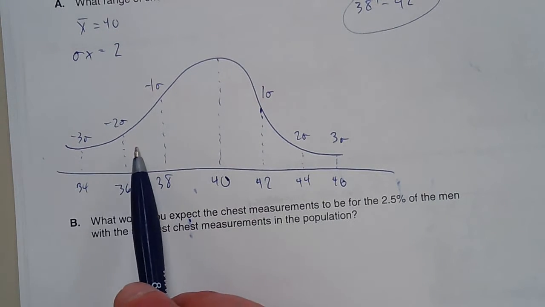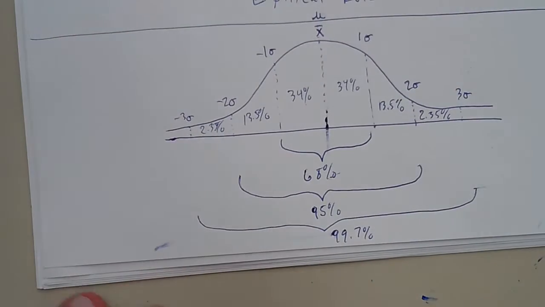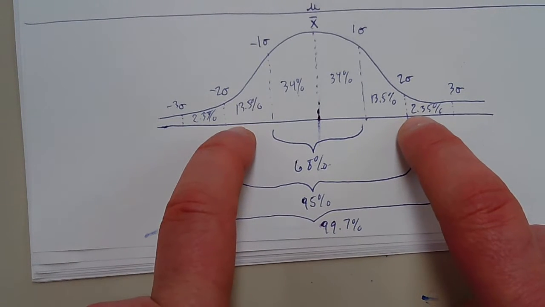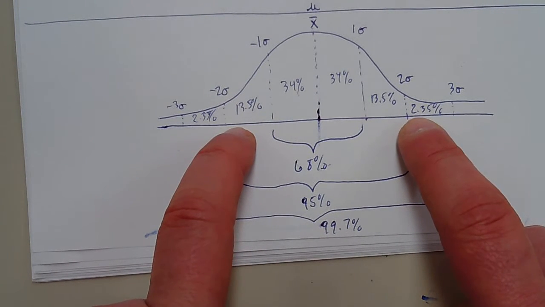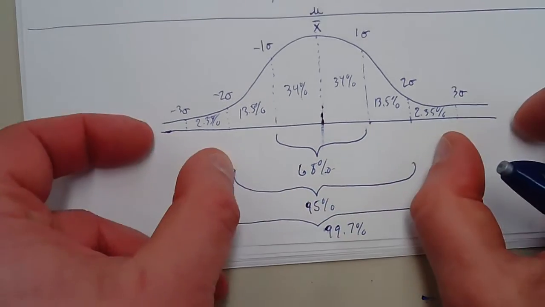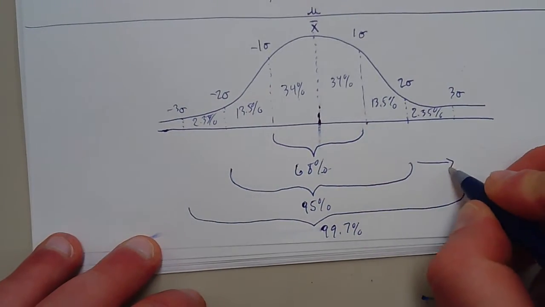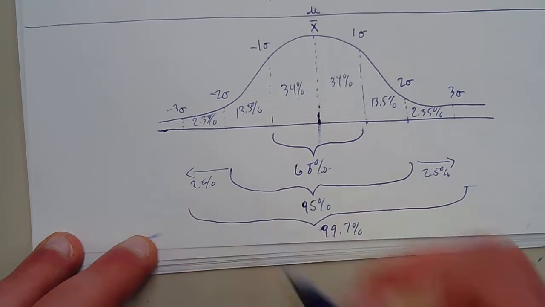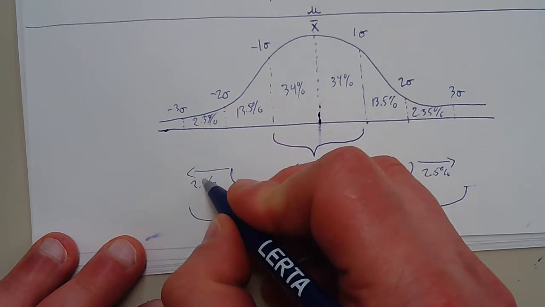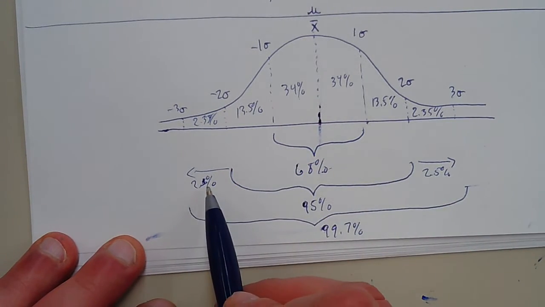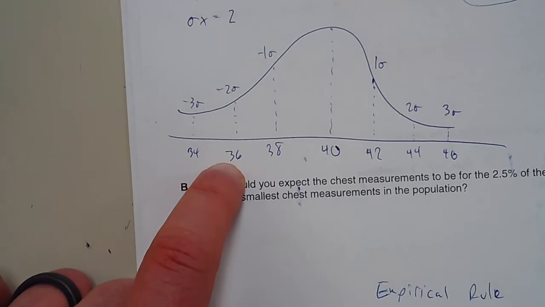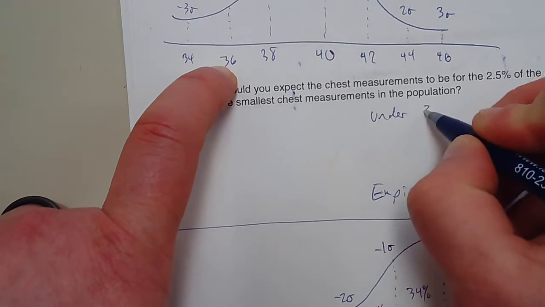If we start thinking about our numbers here, let's go back to this empirical rule real quick. Remember how we said this was 95%? Well, if 95% of the data is between here and here, and this is symmetric, that remaining 5% is split up on each end. So the part on this side is 2.5%, and the part on this side is 2.5%. So your bottom 2.5% would be anybody below 2 standard deviations from the mean. In our case, that would be anybody under 36 inches. So we would say under 36 inches.